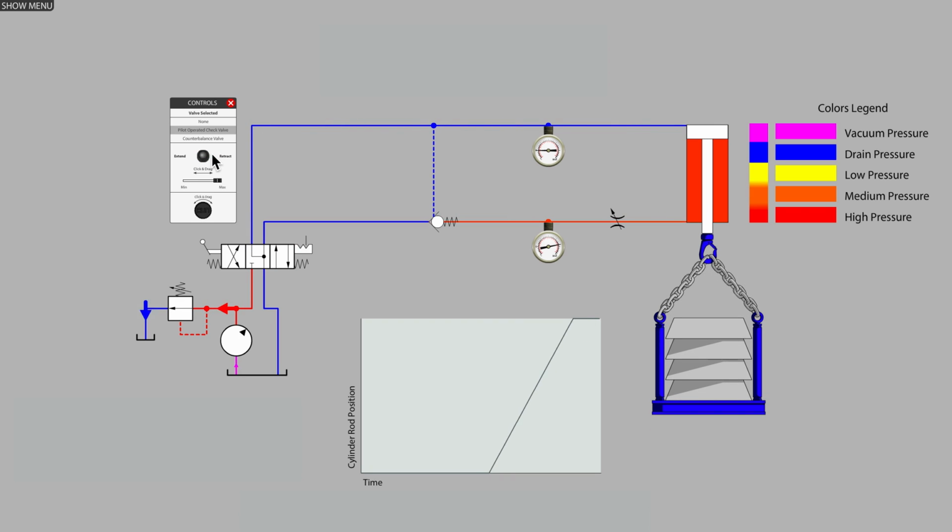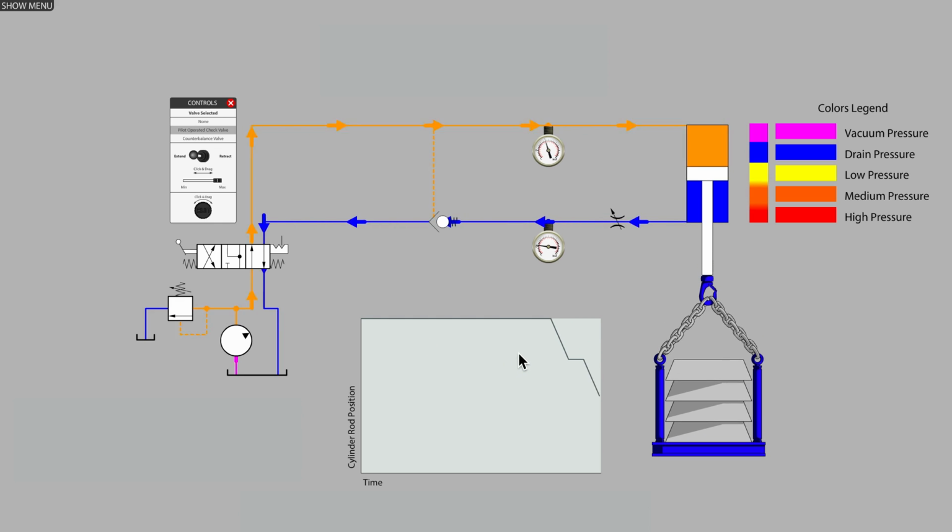Releasing the handle on the directional valve shows us that the pilot-operated check valve is indeed holding the load. Notice the graph that shows the cylinder position over time. Now let's operate the directional valve to lower the load.